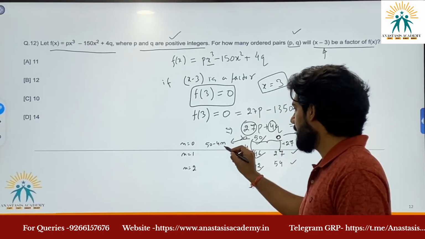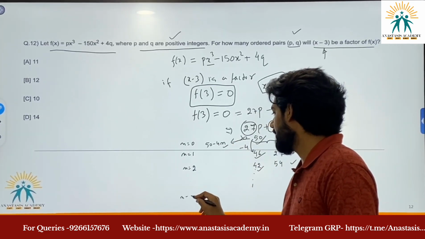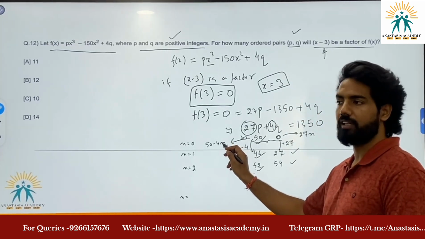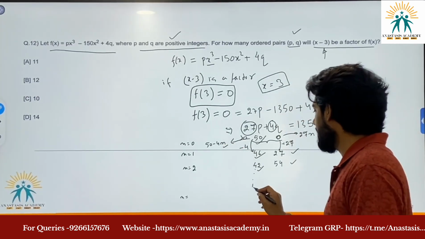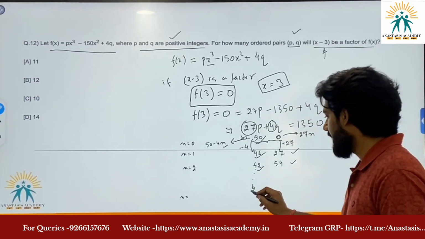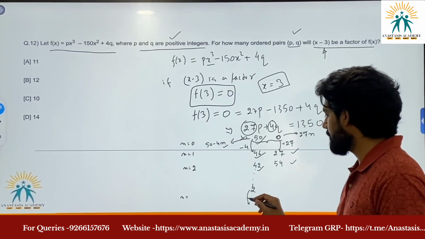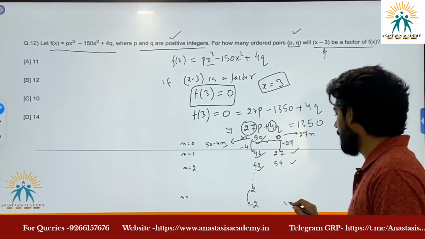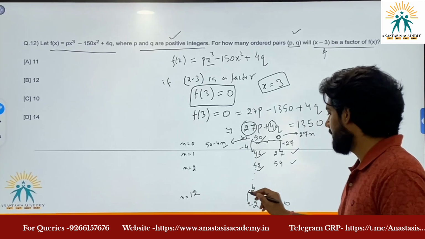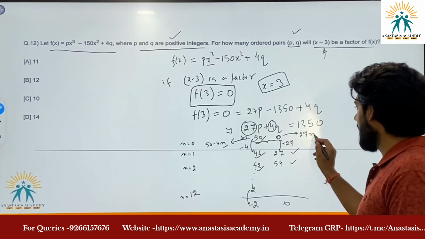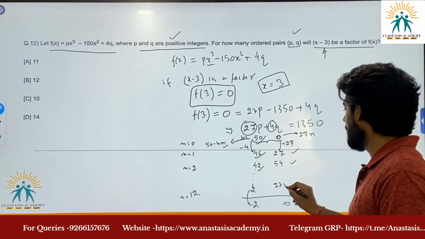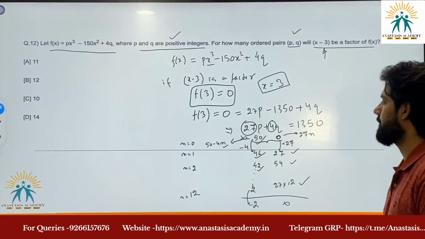The highest value n can take is 12, because 12 times 4 is 48, and 50 minus 48 is 2. So p comes out to be 2. If I subtract a further 4 from this 2, it becomes −2, which is again not possible. So for n equal to 12, p becomes 2, and q becomes 27 times 12, which is an acceptable case.